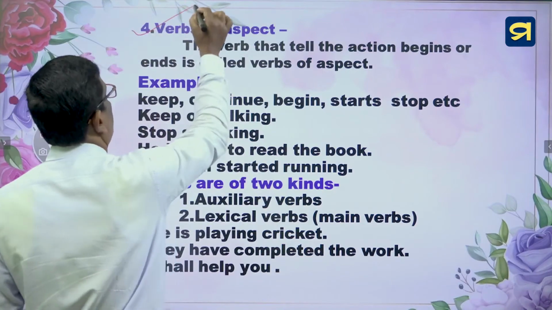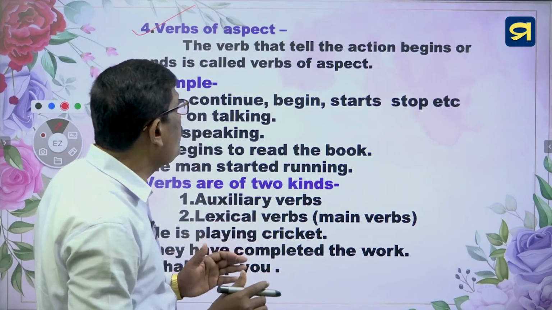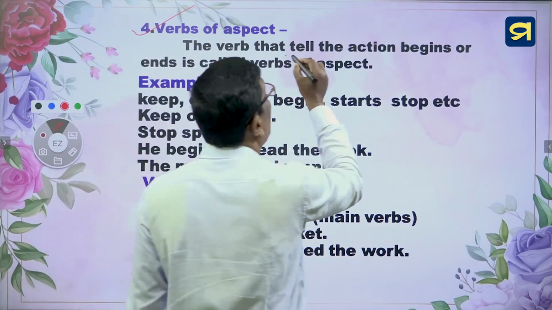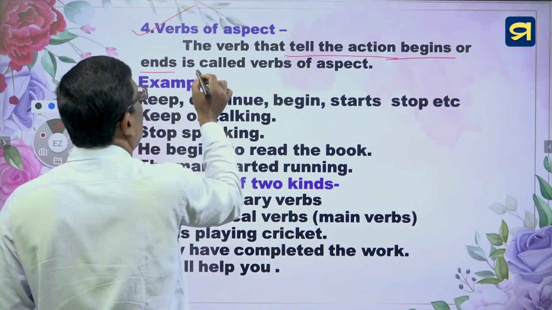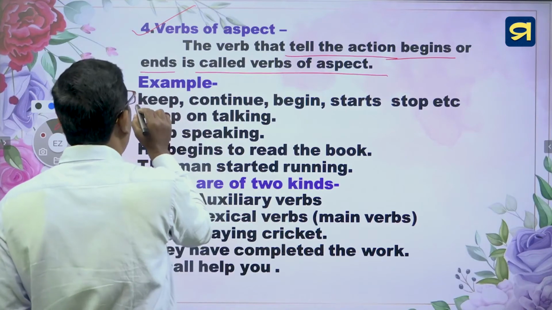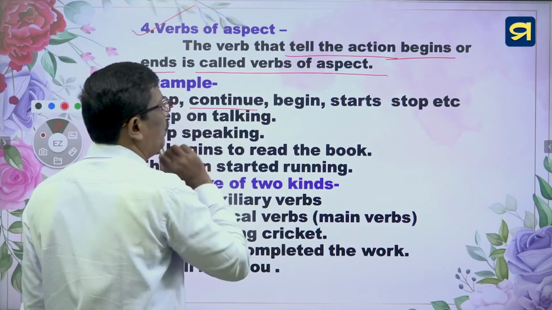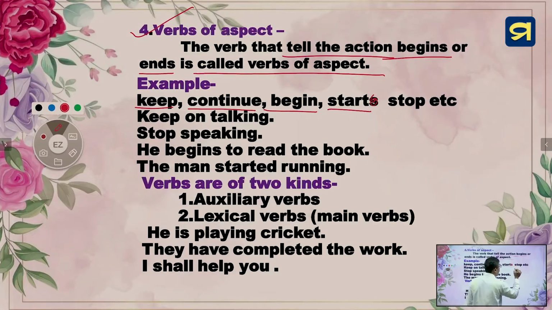Then we are going to discuss the last one, verbs of aspect. What do you mean by verbs of aspect? The verbs that tell the action begins or ends are called verbs of aspect. Example: keep, continue, begin, start, stop. These are the different examples of verbs of aspect.